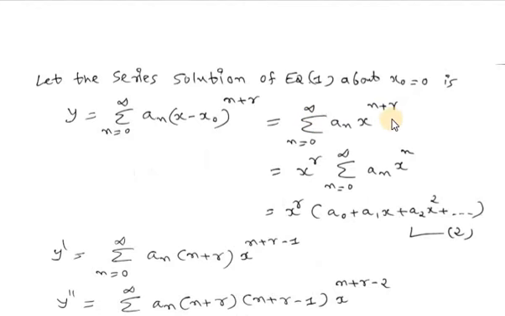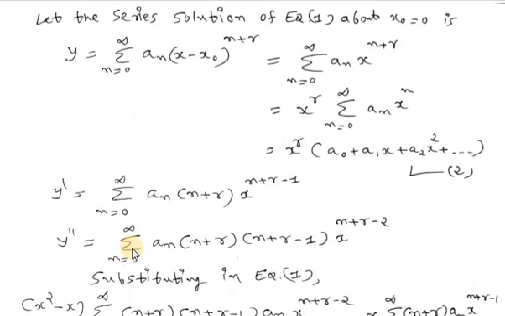sigma n equals 0 to infinity a_n x raised to n plus r. Now writing x raised to n plus r as x raised to r into x raised to n. Now expanding this term, we have x raised to r into bracket: for n equals 0, it is a0 into x raised to 0, so that is a0, plus for n equals 1, it is a1 x raised to 1, plus for n equals 2, it is a2 x squared, plus and so on. Now say this is equation number 2.